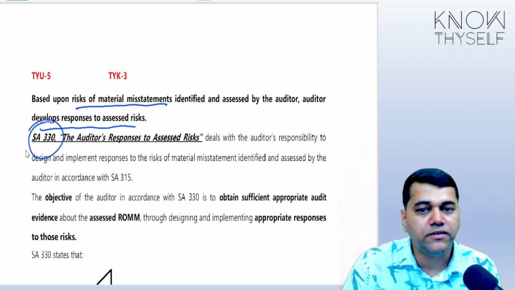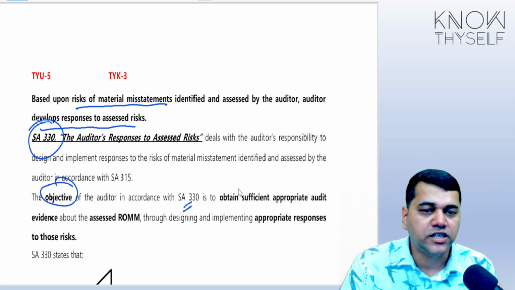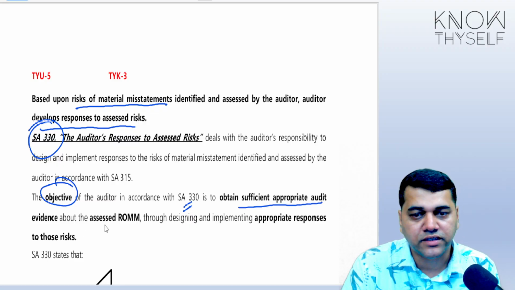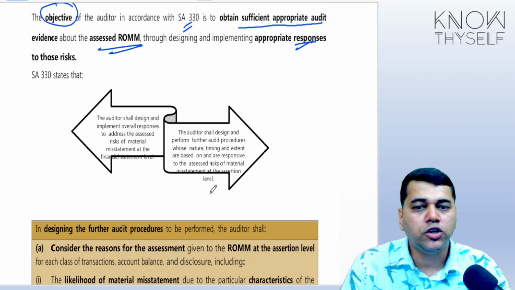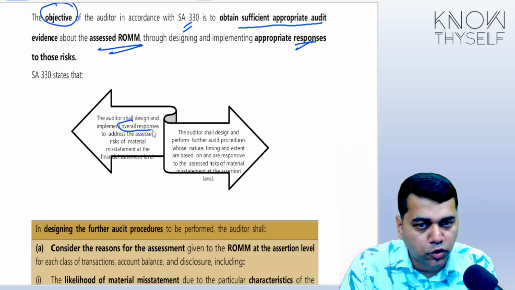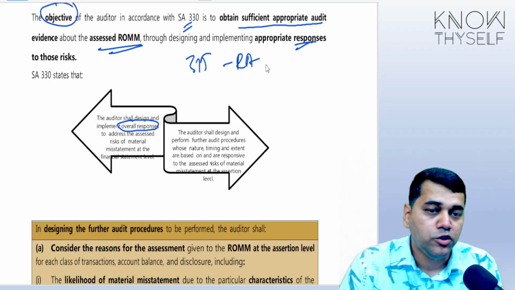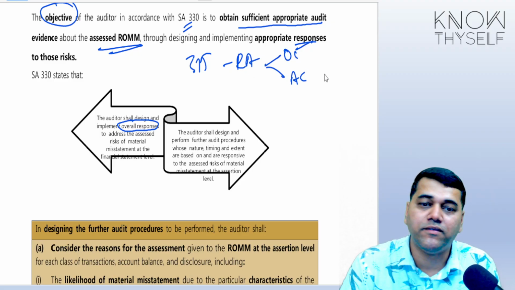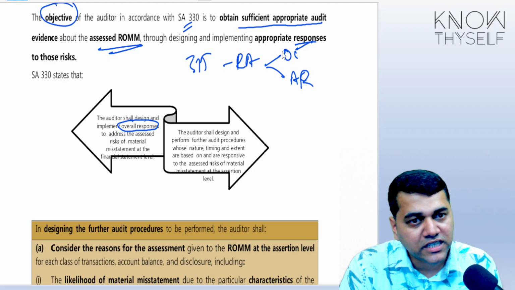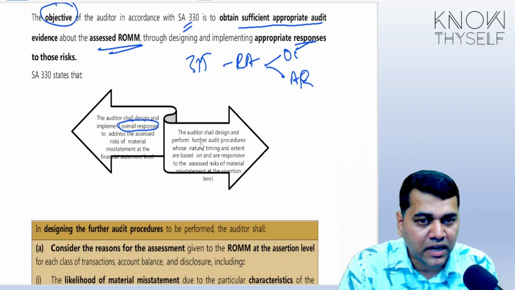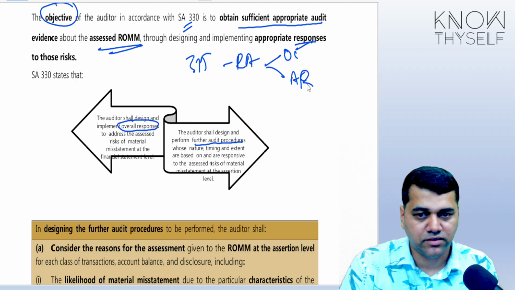So now SA 330 will come. It says that you have to develop the response. The objective of SA 330 is to obtain sufficient appropriate evidence about the assessed ROMM by appropriate responses. Primarily, you have two types of responses, because in 315, when you do risk assessment, you classify them into overall risk and assertion level risk. What an assertion is, we have already discussed. So at the 330 level, you have to have an overall response and you have to decide your further audit procedure for assertion level risk.